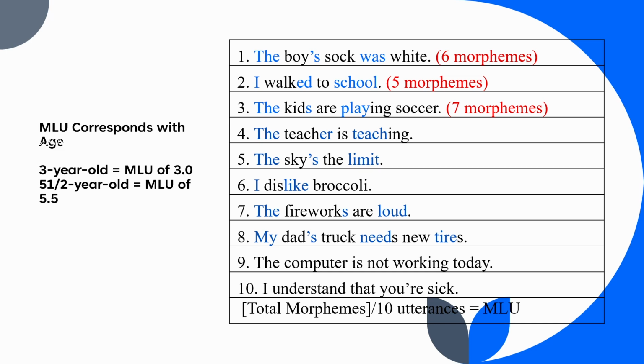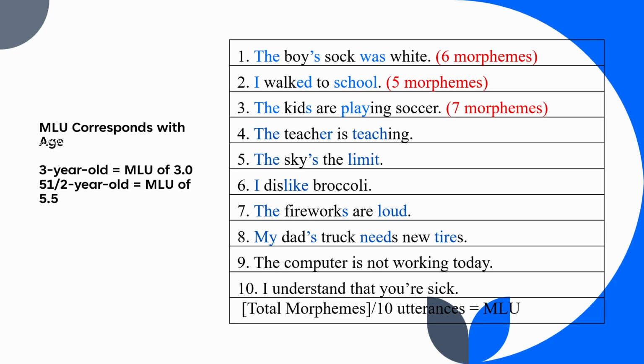For the second utterance, "I walked to school." I is its own meaningful unit. Walk is its own meaningful unit. The ED verb conjugation carries its own meaning, signifying that it's past tense. To, the preposition, is its own morpheme, and school is its own morpheme. So we have 5 morphemes in sentence 2.